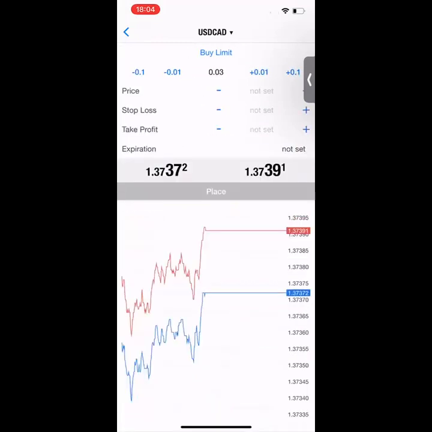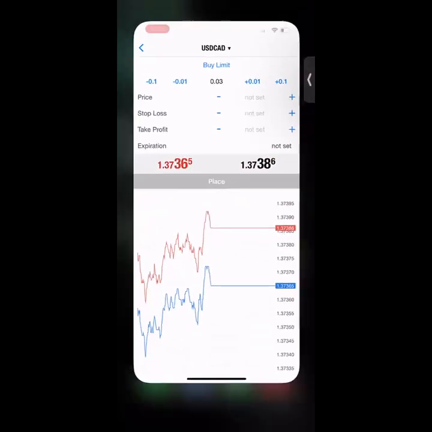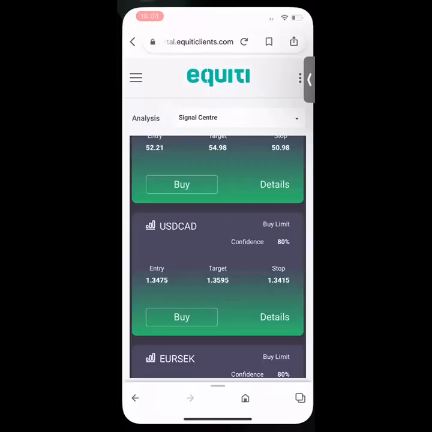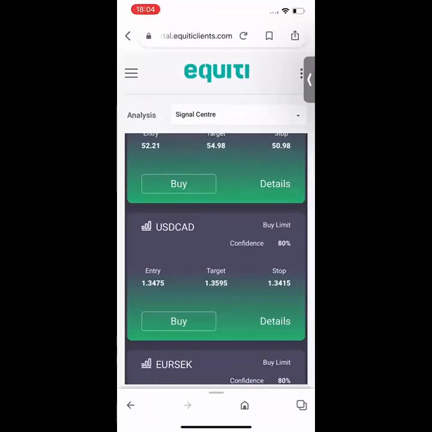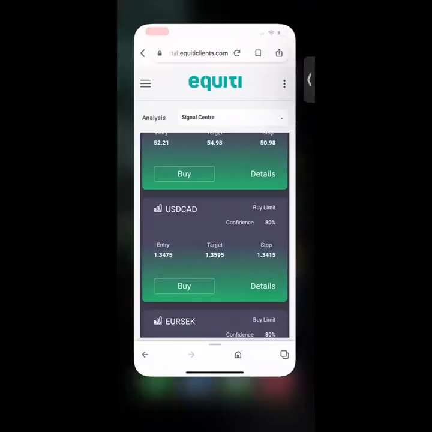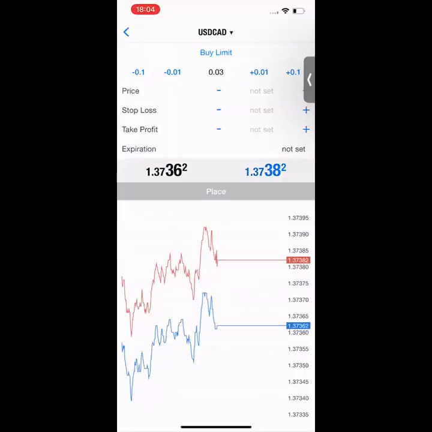Is it a buy limit or sell limit, depending on what was given to you? In this case, USD CAD is a buy limit order, right? So I go over and change to buy limit. Then I have already calculated my lot size so that it suits my risk appetite. I'm not going to risk more than $20 on this trade. And then what next is I adjust my entry price, my stop loss, and my take profit.